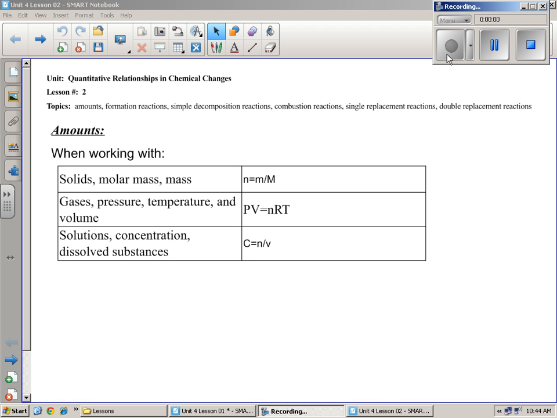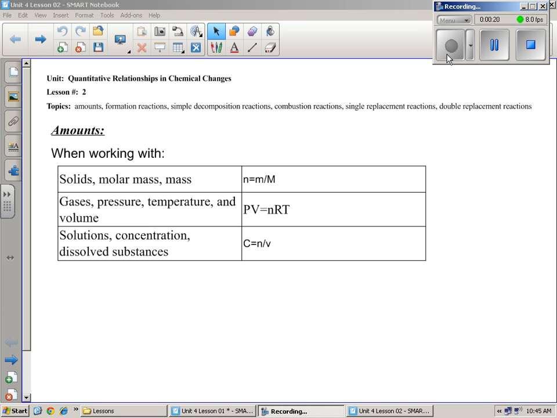Lesson 2. We're going to actually make these reactions now and then balance them. This is going to be incredibly important. We are eventually going to talk about amounts. This is going to be a good review unit as well, because we're going to talk about n equals little m over big M.